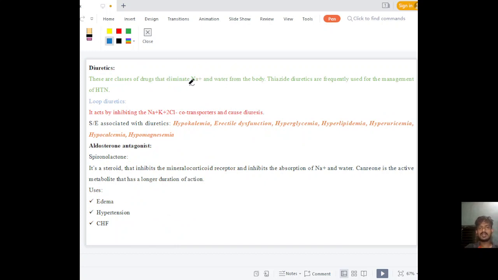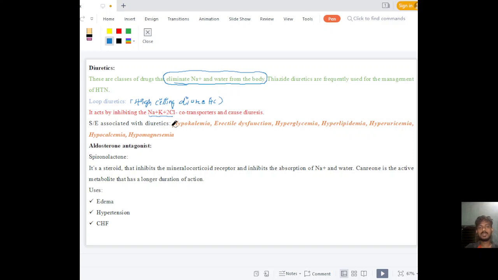Okay, so let us discuss diuretics. Diuretics are the drugs that basically eliminate sodium and water from your body, and that will ultimately result in correcting your edema condition. Thiazide diuretics are frequently used in the management of hypertension. Loop diuretics basically block the sodium potassium 2 chloride transporter. Loop diuretics are also called high ceiling diuretics or high efficacy diuretics because they have higher activity in comparison to other classes of drugs.